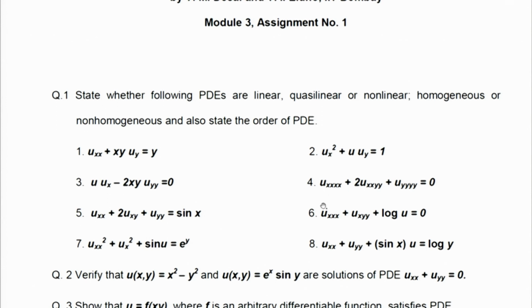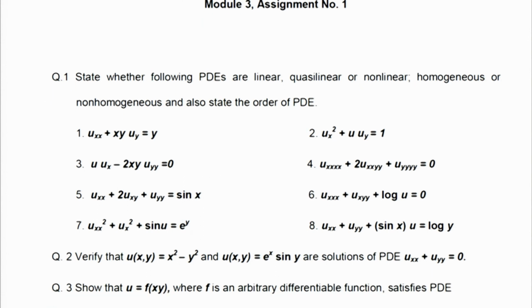So, if I look at, let us say, 6 u x x x plus u x y y plus log u equal to 0. How would you describe this? First of all, you look at the highest order derivative. That is 3, third order. Then you talk about whether it is linear, non-linear or quasi-linear. This is a quasi-linear, homogeneous, partial differential equation. So, like that you classify all these equations.